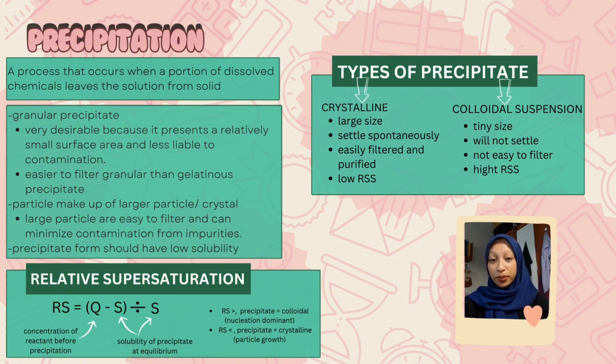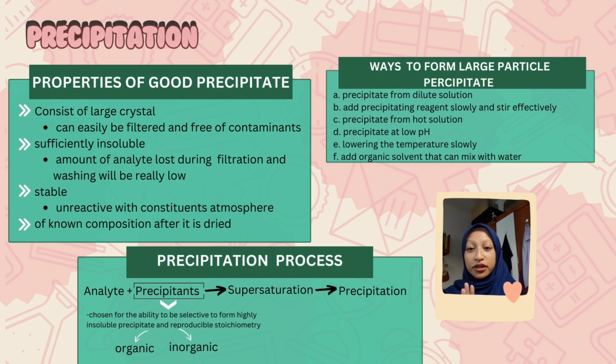There are two types of precipitate, which are crystalline and colloidal suspension. The particle size is related to a single property of the system called relative supersaturation. This can be calculated using the equation (Q minus S) divided by S. When the value of RS is large, the precipitate is colloidal, and when the value of RS is small, the precipitate is crystalline. Moreover, there are four properties of a good precipitate: large crystals, sufficiently insoluble, stable, which is unreactive with constituents in the atmosphere, and lastly, non-decomposing after it is dry.